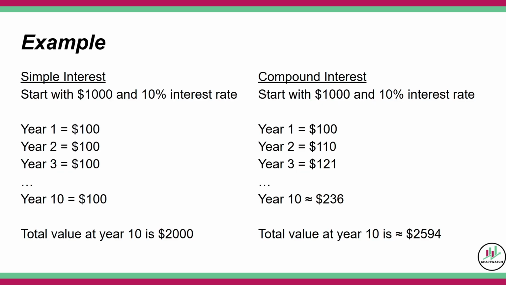So we could show those two examples. With simple interest, start with $1,000 and a 10% interest rate. Years 1, 2, 3, it's just continuously going to be $100 because we're taking 10% of this amount only. So by year 10, you're going to have $2,000.